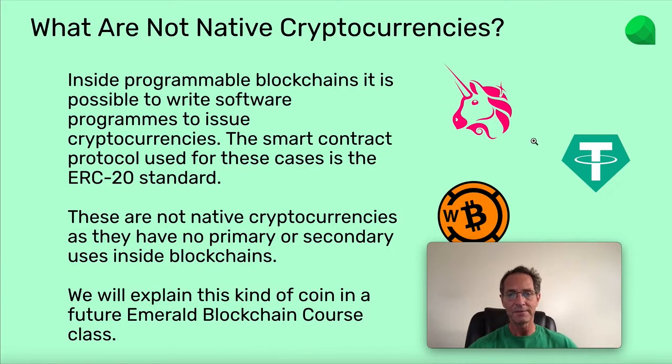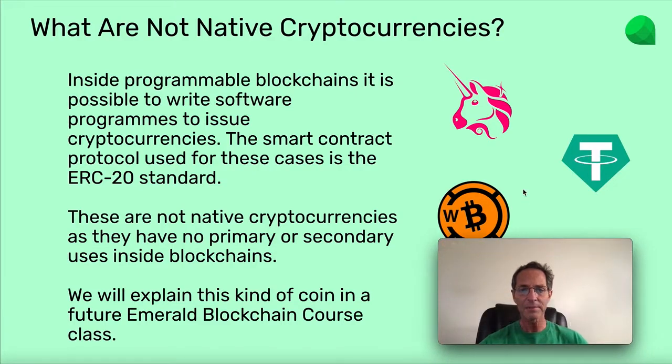What are not native cryptocurrencies? Inside programmable blockchains like Ethereum and Ethereum Classic, it is possible to write software programs to issue cryptocurrencies. The smart contract protocol used for these cases is the ERC20 standard. It's a very well-known standard. These are not native cryptocurrencies as they have no primary or secondary uses inside blockchains. This means they are not used to pay to miners or stakers for new blocks, and they're not used to pay fees. They're just created for other use cases as a tertiary level.